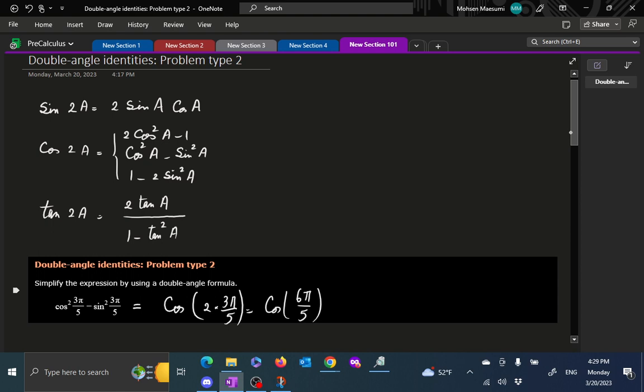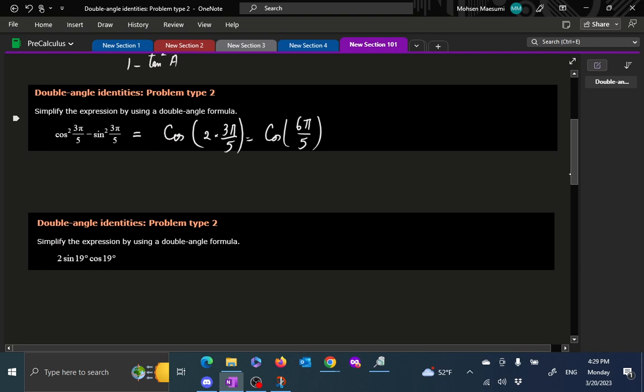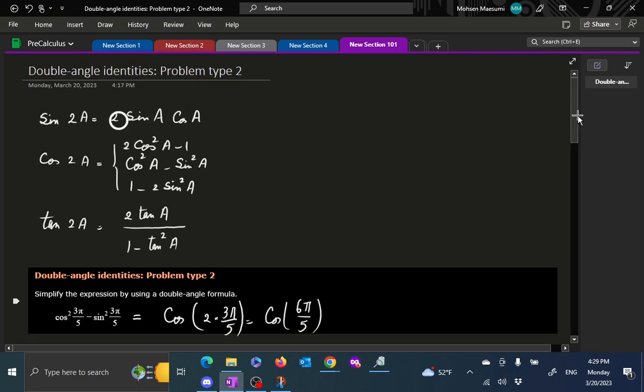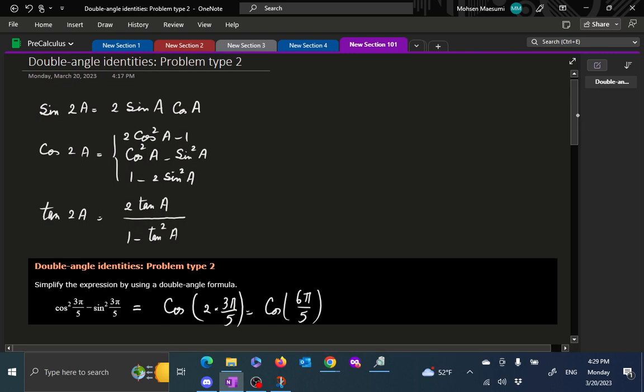So on the template that is available to you, you type cosine and there is a place for you to click on a pi and a fraction, and then you arrange this so that it comes out right. 2 sine of 19 degrees times cosine of 19 degrees. What is that reminding us? It matches the right hand side of this identity for sine of 2a. So 2 sine cosine is the same as sine of double the angle.